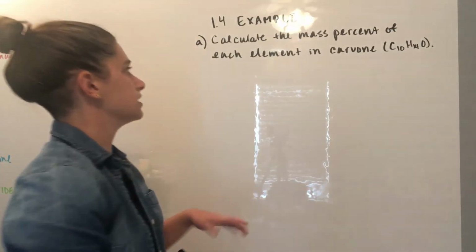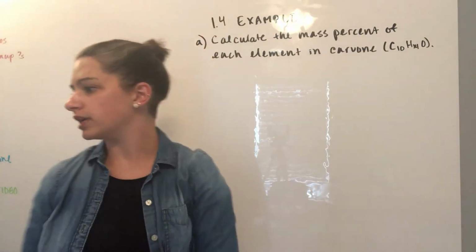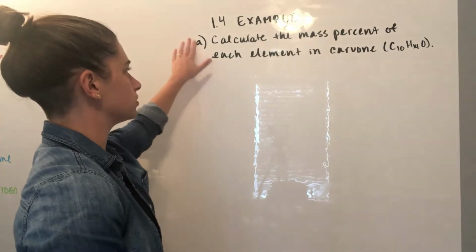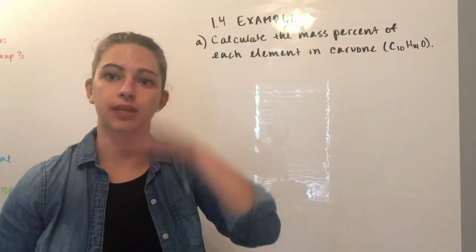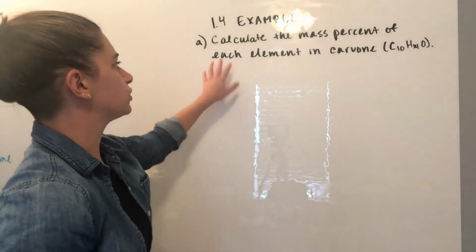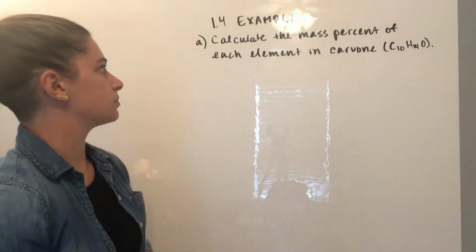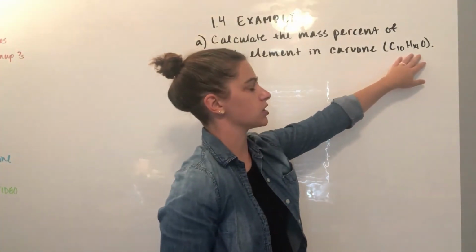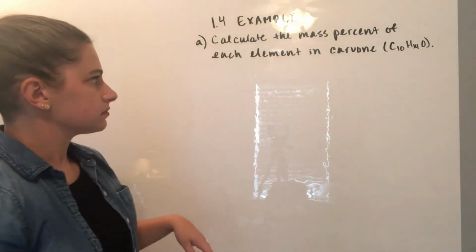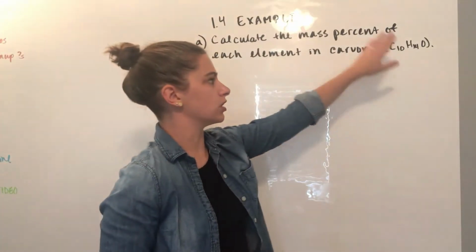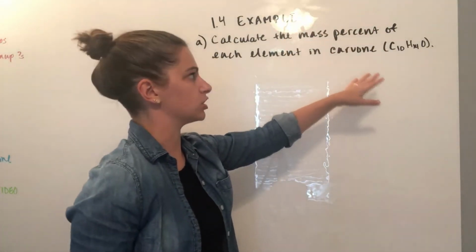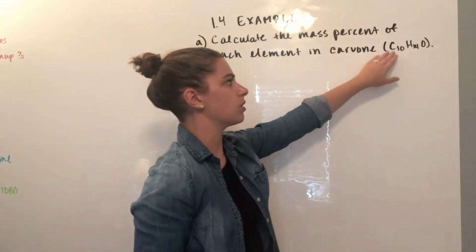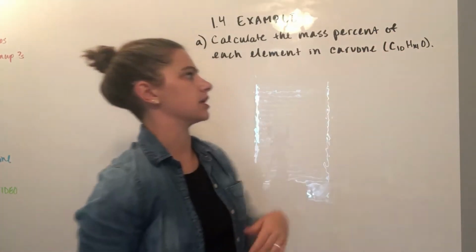So now we're going to look at an example for topic 1.4, which is the composition of mixtures. This particular example has 2 parts. So we're going to do part A first, and then I'm going to erase everything, and then we're going to do part B. Part A says to calculate the mass percent of each element in carvone, which has the formula C10H14O. So this is a pure substance here, okay? We're going to get to the mixture part in part B, but right now we're just looking at the pure substance. So pure carvone, we want to know what percent is carbon, what percent is hydrogen, what percent is oxygen.